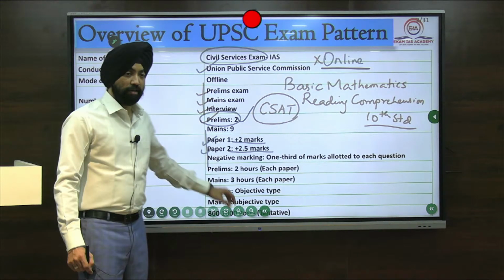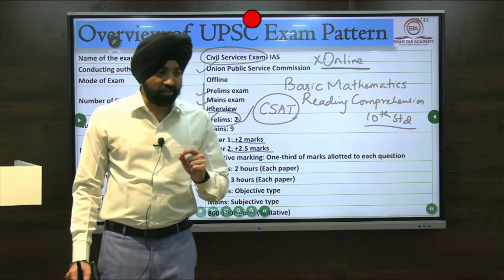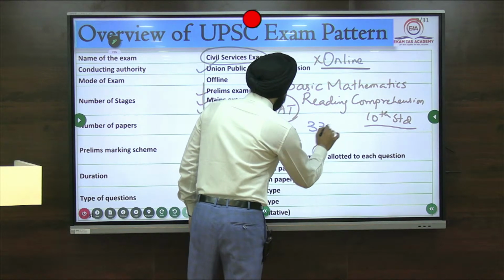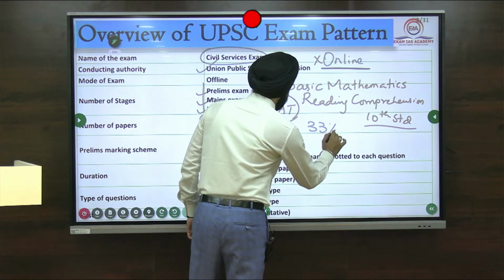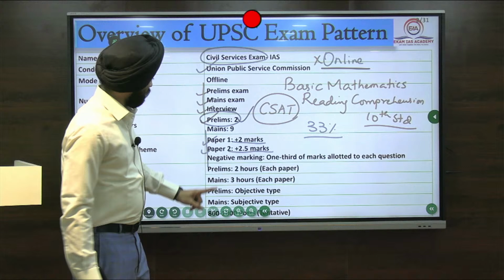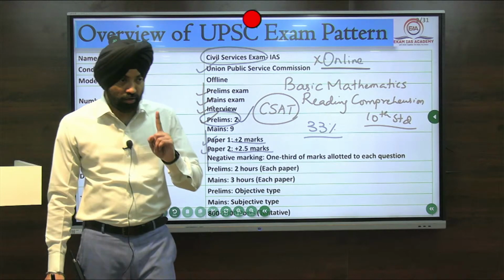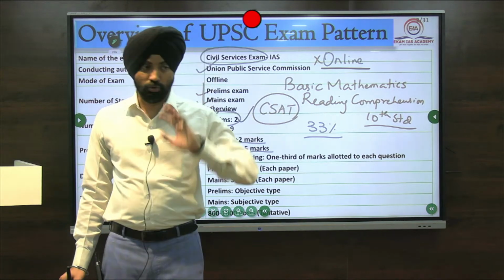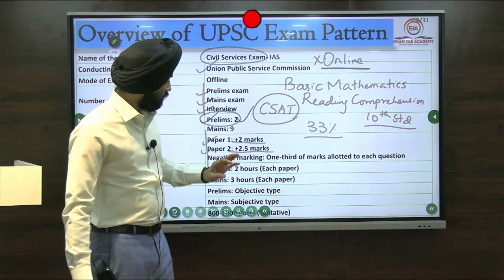And in UPSC, we have a system of negative marking. The negative marking is 33%. It means if a question is carrying 2 marks and you attempt one wrong question, 0.70 marks would be deducted from your right score. So 33% is the negative marking.